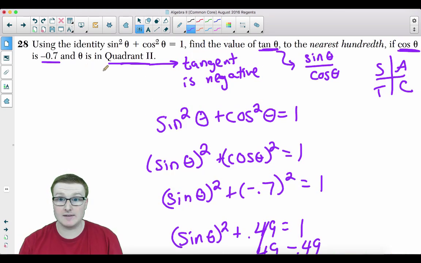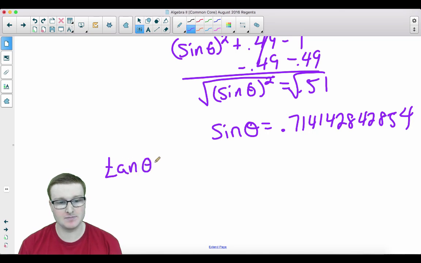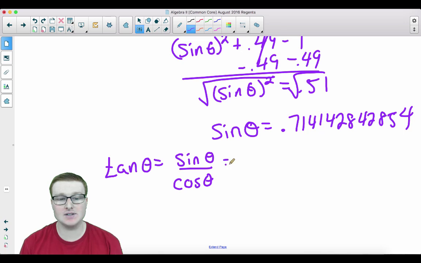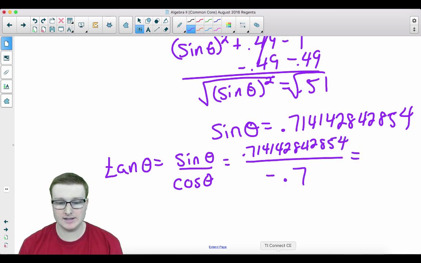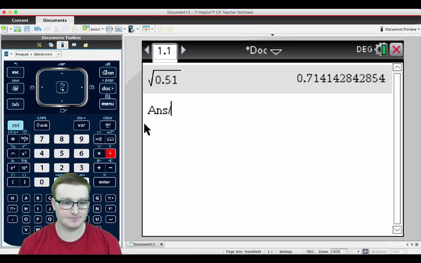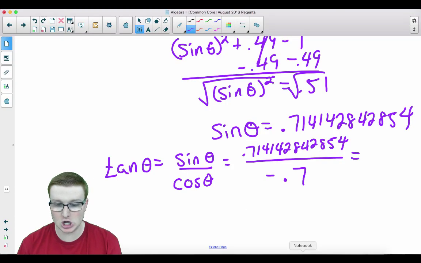And we have the cosine. Let's find tangent. The tangent of theta is equal to sine theta over cosine theta. We have sine of theta. It's that disgusting number, 0.71414284284 divided by negative 0.7. When you type that into your calculator, you get an answer of negative 1.02. Rounded to the nearest hundredth, your answer is negative 1.02.